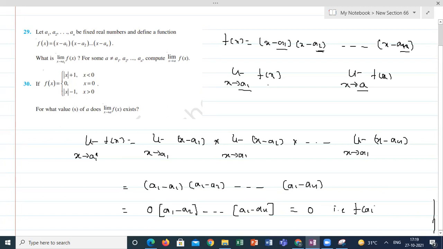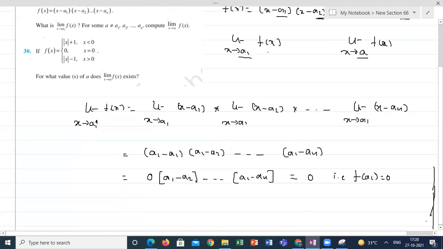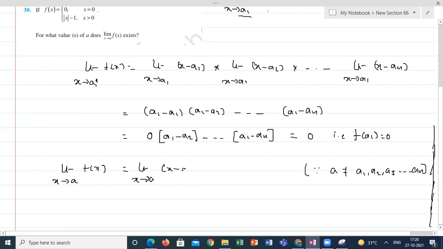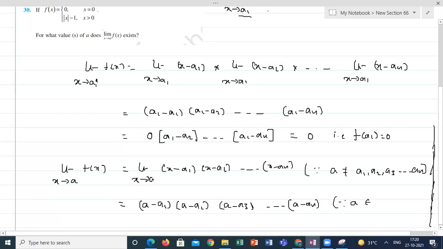That is, f of a1 is 0. The limit when it is approaching any one of its roots is 0. And if it is not approaching any one of its roots, what is the answer? Limit as x tends to a of f of x, since a is not equal to a1, a2, a3 and so on, an, is the limit as x tends to a of x minus a1, x minus a2 and so on, x minus an, which will give the answer a minus a1, a minus a2, a minus a3 and so on, a minus an, since a does not belong to a1, a2, and so on, an. Whatever format you want, you can represent it in this format, where a is never equal to any one of its roots. That is the given data.